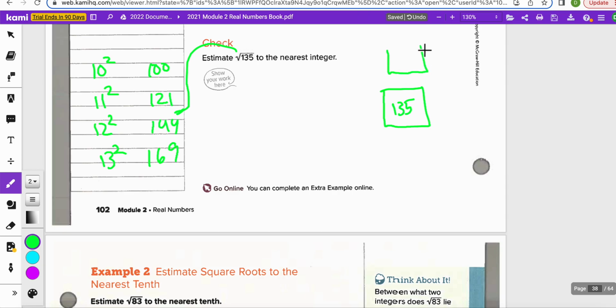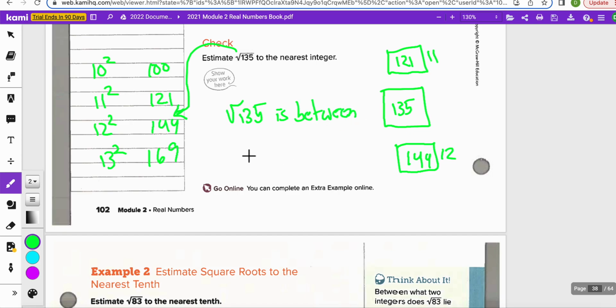So I know if I had a square with an area of 121, the side length would be 11. If I had a square of 144, the side length would be 12. So that's how you know that this square root of 135 is going to fall between these two perfect squares, the perfect square of 121 and the perfect square of 144. So the square root of 135 is between the square root of 121 and the square root of 144, which is 11 and 12.